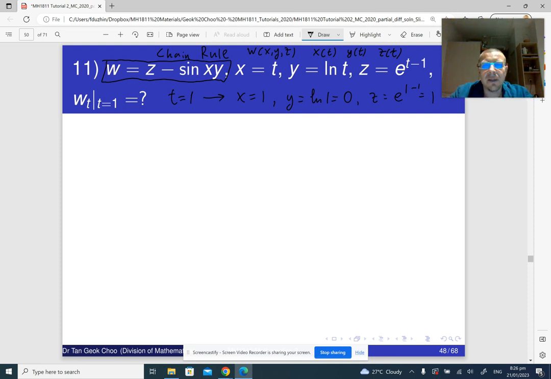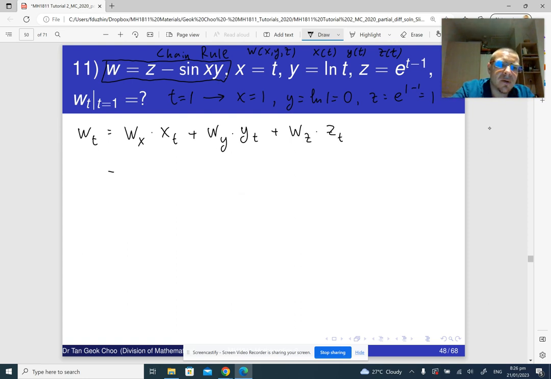Now let us apply the chain rule. The derivative of W with respect to T is the derivative of W with respect to X times the derivative of X with respect to T, plus the derivative of W with respect to Y times the derivative of Y with respect to T, plus the derivative of W with respect to Z times the derivative of Z with respect to T.